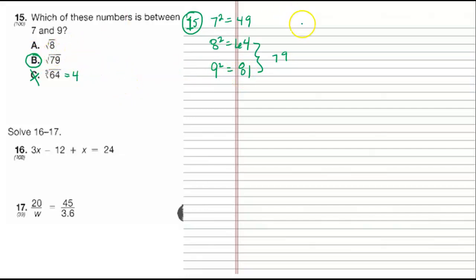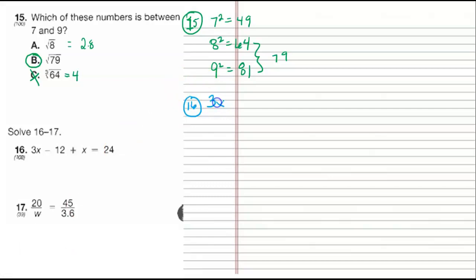The square root of 8, if you do that on your calculator, and you can always use your calculator to double check these, is like 2.8 something. So that's not between 7 and 9. Right, let's go to 16.